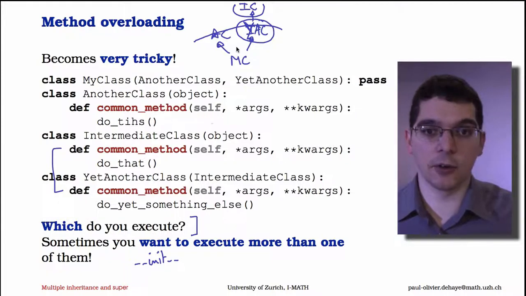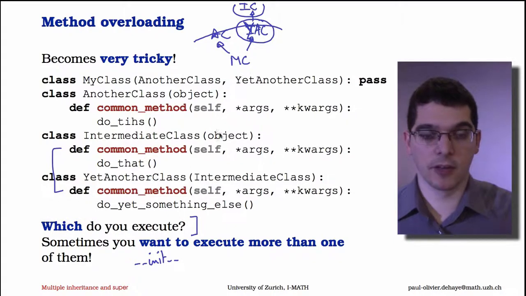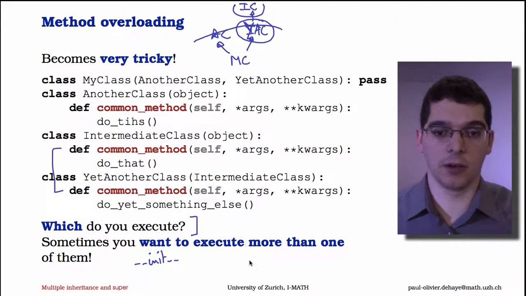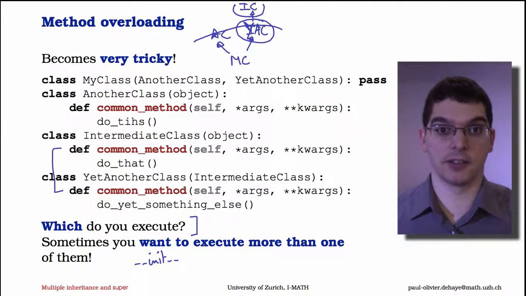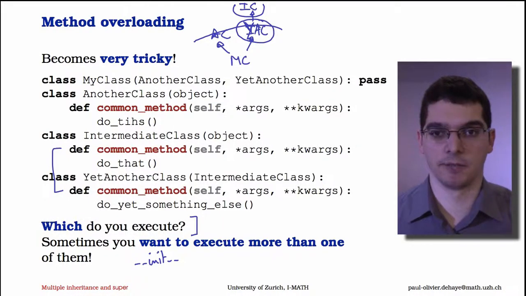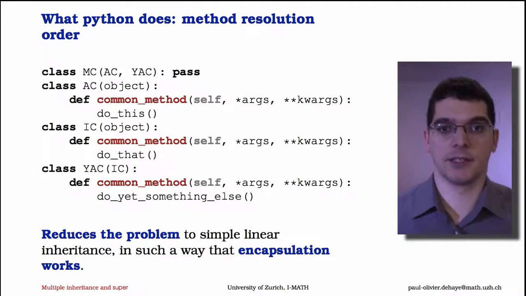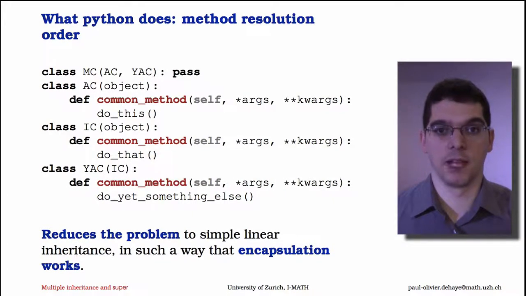Okay, and this is already tricky in this simple graph, but the graphs can be a lot more complicated. So you can really have very, very complicated dependencies between those classes, and really multiple inheritance starts becoming very tricky. Still, Python does it. So Python can handle multiple inheritance. So how does it do it?